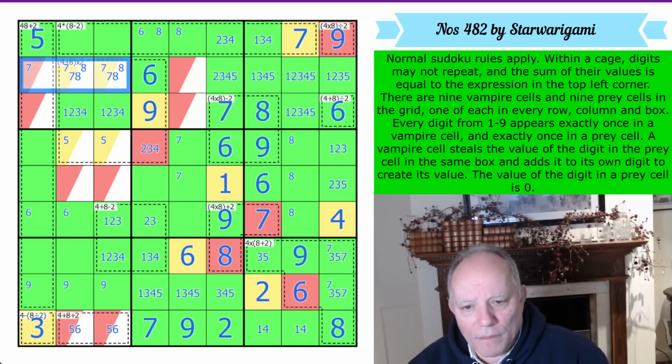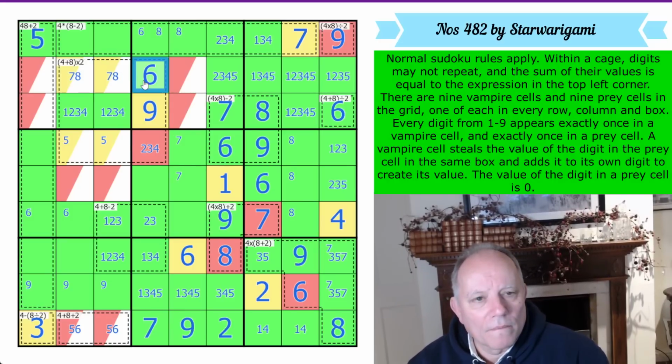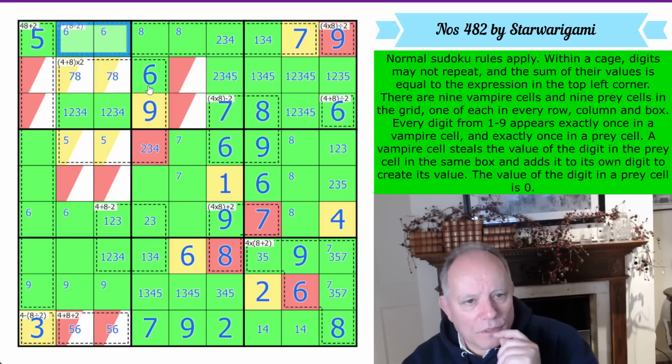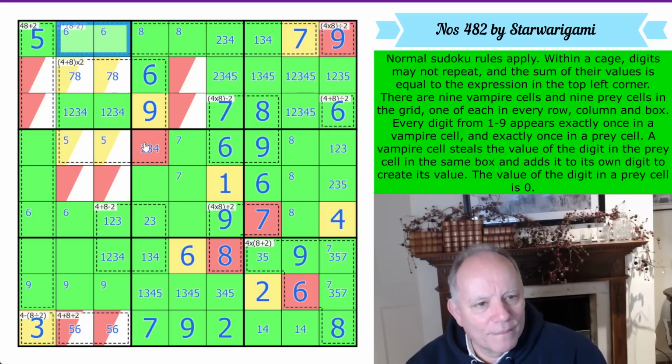Let's get rid of the corner marks there. That's not a 6 now. There is a 6 up here though. Okay, that was good. That was useful. That was really interesting as well.